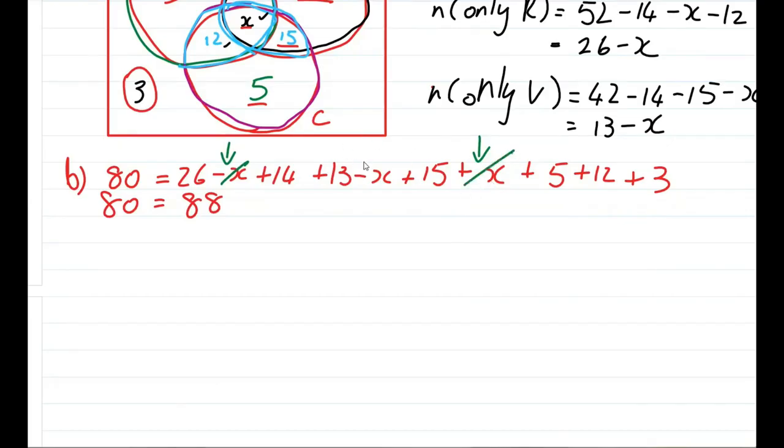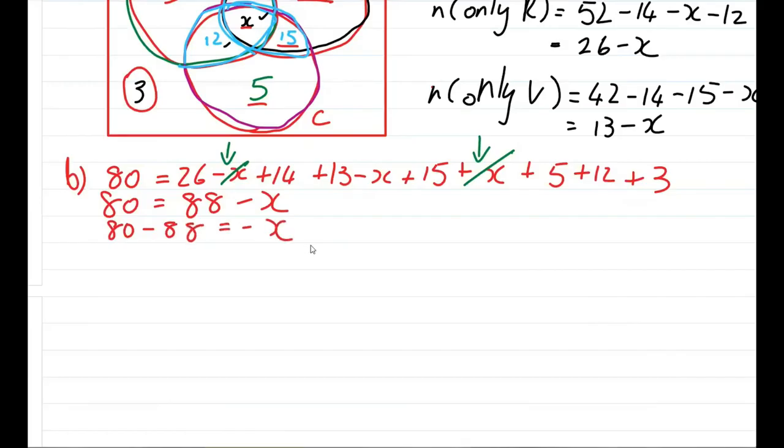They're going to cancel each other out, right? Yes. And then the only one that's left is minus x. All right, now where do we go now? You're gonna take the 88 to the other side. So it's 80 minus 88, which is equal to minus x.